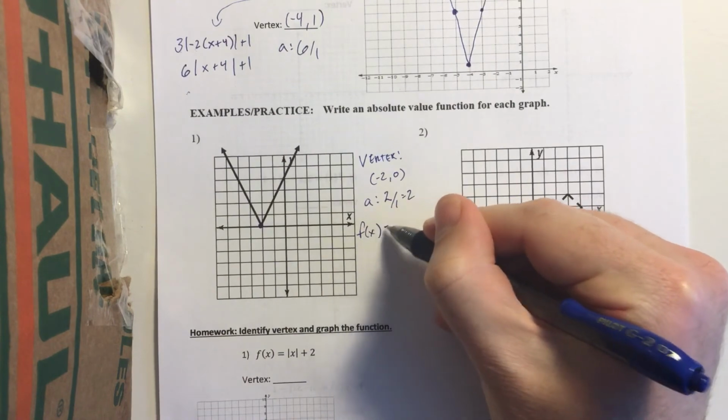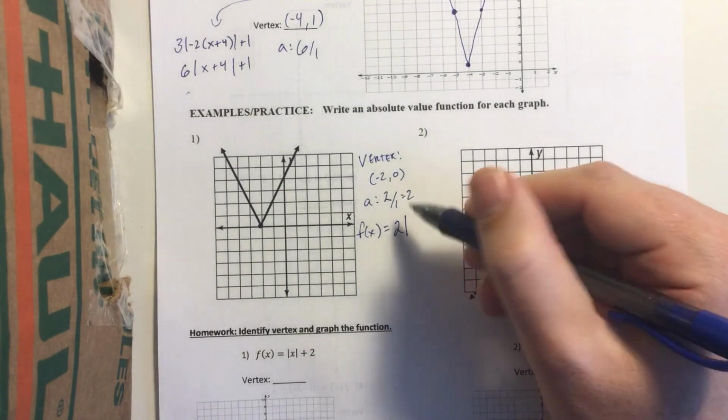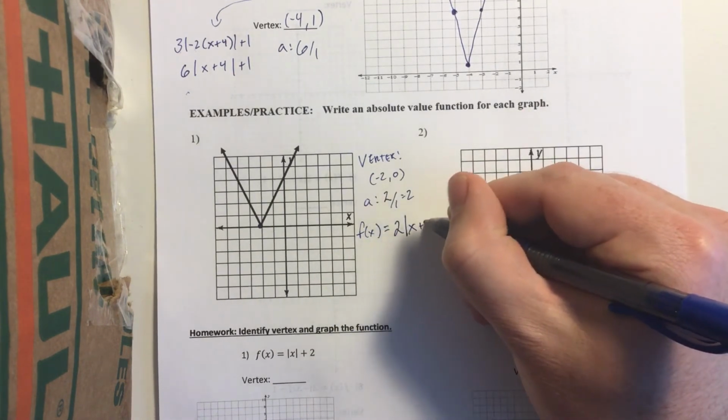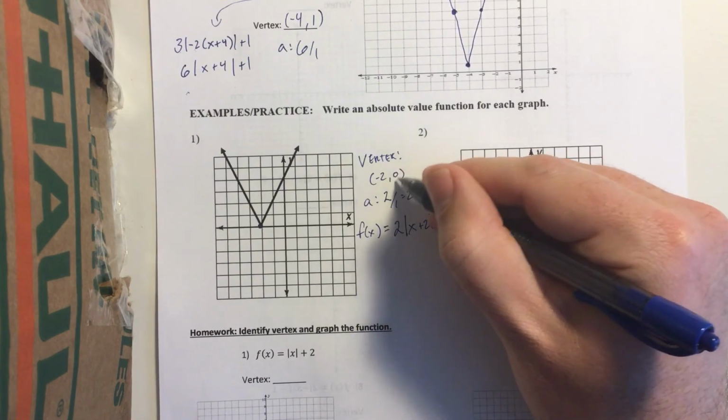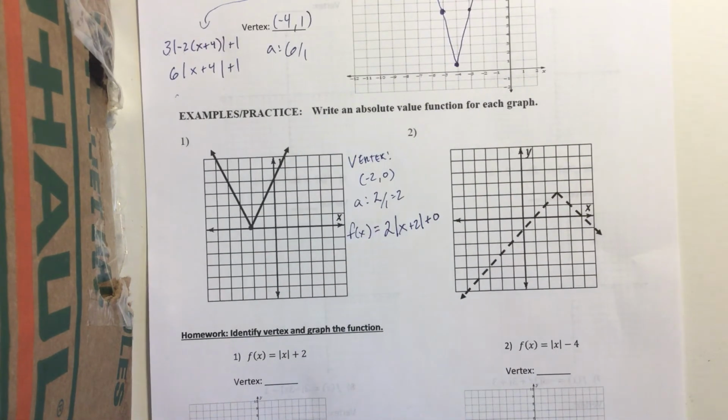And then go to create your function. You would say f of x equals, put your a value up front, absolute value, x, take the opposite of the x value in your vertex, so x plus 2, and then take this last value and add that to the end. It's kind of stupid to put plus 0 or minus 0. You really don't need that last part there at all, but I'm just trying to make a point of where that would go.